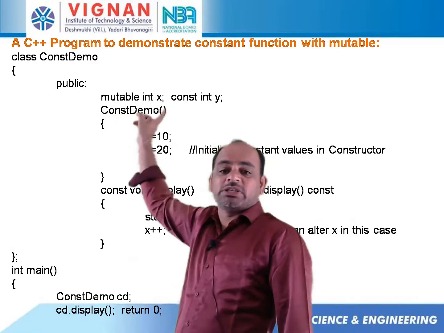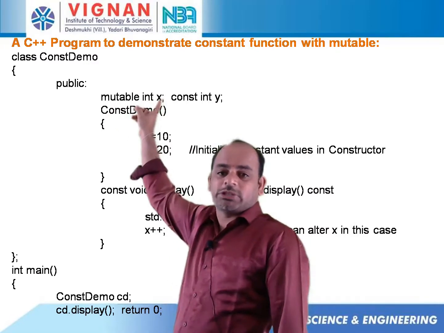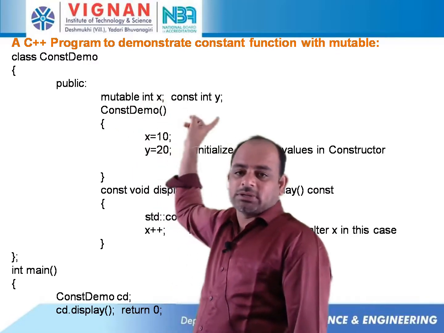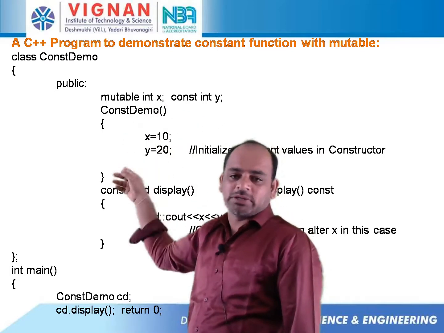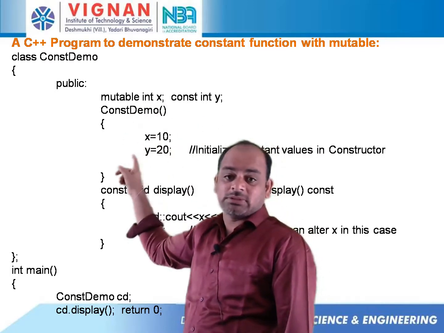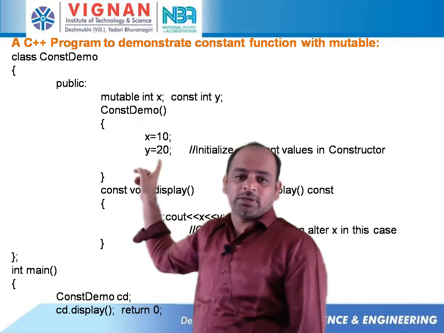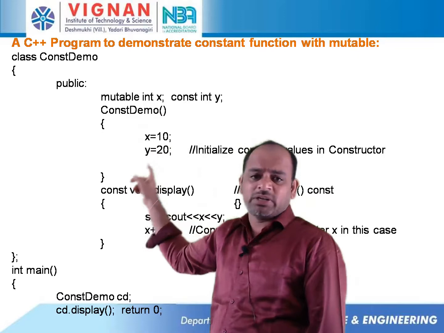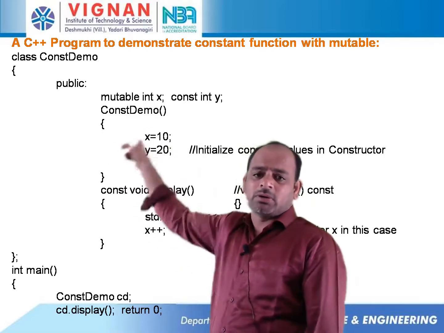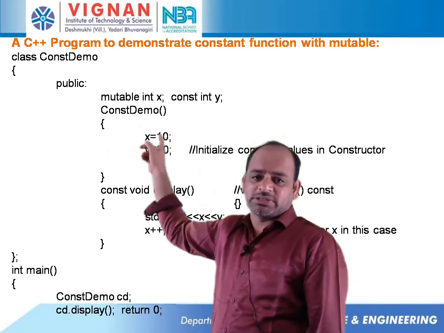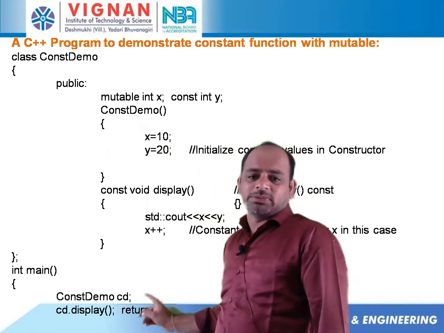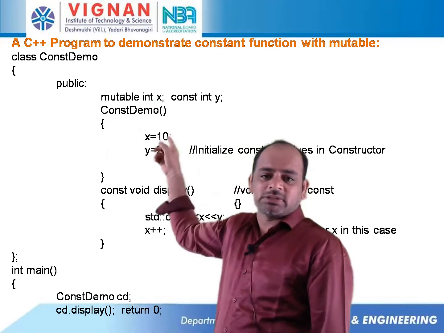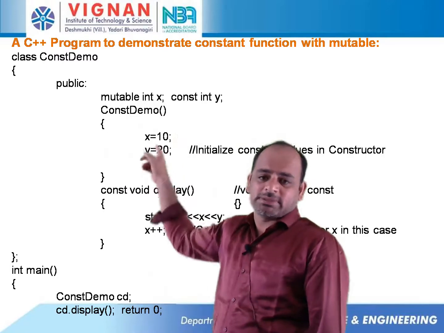Mutable means you can change the value of x by using the constant member function here, and this is a constant variable y. This is the normal constructor which is used for initialization of x and y values, initializing x equal to 10 and y equal to 20. Already you know a constructor will be called automatically when an object of the class is created. That is, when object CD is created, this constructor will be called automatically and initialize the x and y values.